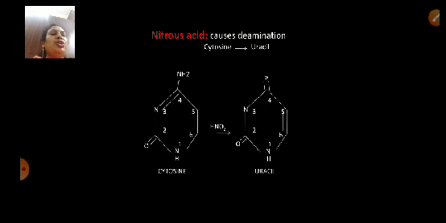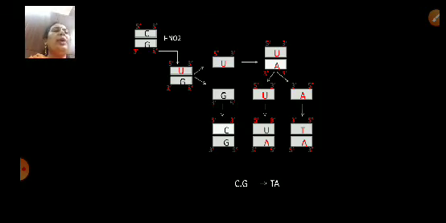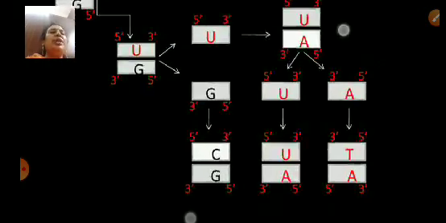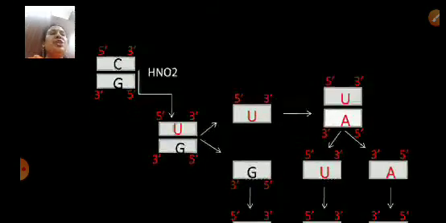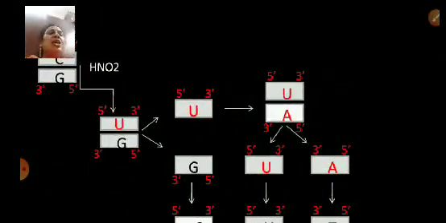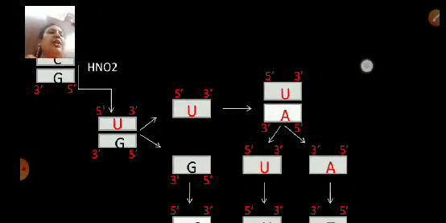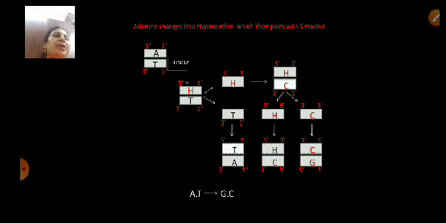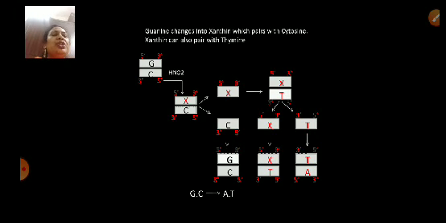So cytosine on deamination forms uracil. Uracil pairs with adenine. Initially cytosine paired with guanine, CG pairing, but now it will be UA pairing, so it will lead to mutation. You can see here, CG pairing, HNO2, C gets converted into U, so UG pairing. In the next generation, the two DNA strands will separate and U will pair with A and G will pair with C. So initially when there was CG pairing, now it has changed to UA pairing or AT pairing. That is how transition occurs.